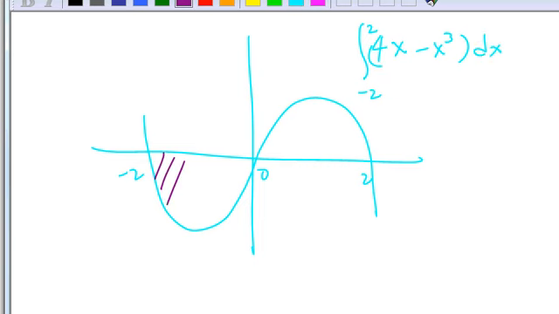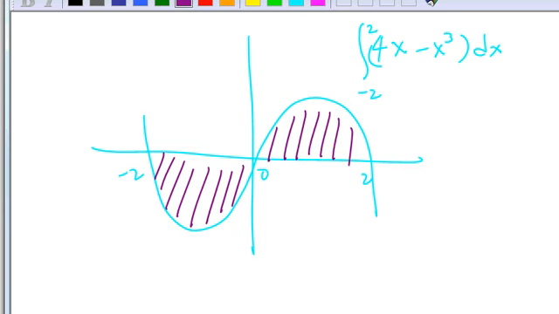What happens is I'm going to take the area of all of these and the area of this. Now they're the same, but this one is negative and this one is positive. So when you add the areas together, you're going to get an integral that's equal to 0. We're going to explore that just a little bit more in the next videos.